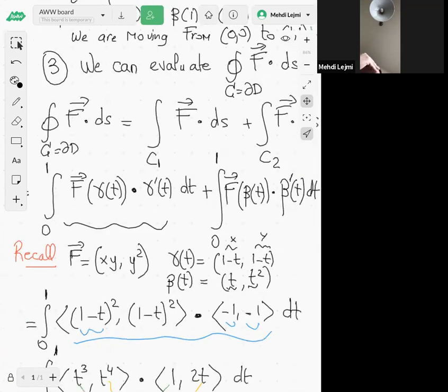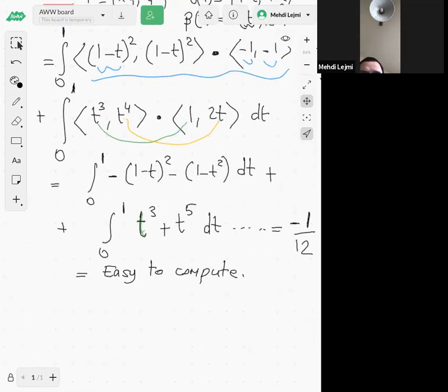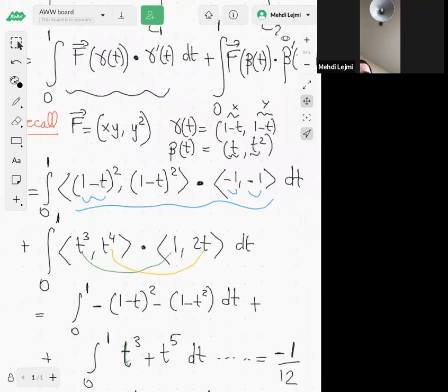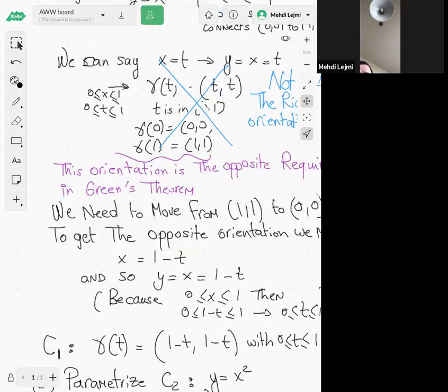But then, of course, you have to evaluate this vector line integral. Once you have the parameterization of the boundary, I think it's not really hard to evaluate the vector line integral. So this is the left side of Green's theorem, right? Let me come back to this Green's theorem.